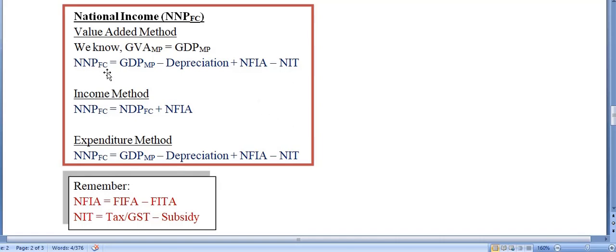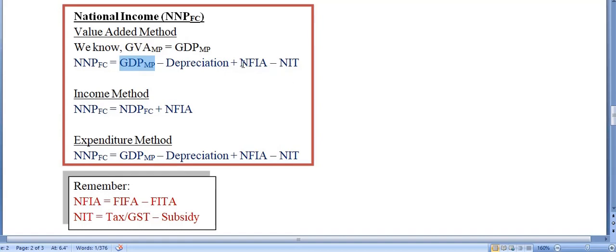Calculating national income from the value added method is very simple, because we already know that GVA MP is equal to GDP MP. So if in the question the data is provided as GVA MP, then write GVA MP out here. Don't get confused, because GVA MP and GDP MP are both the same and equal. So to calculate national income from the value added method, you must subtract depreciation, add NFIA, minus NIT.